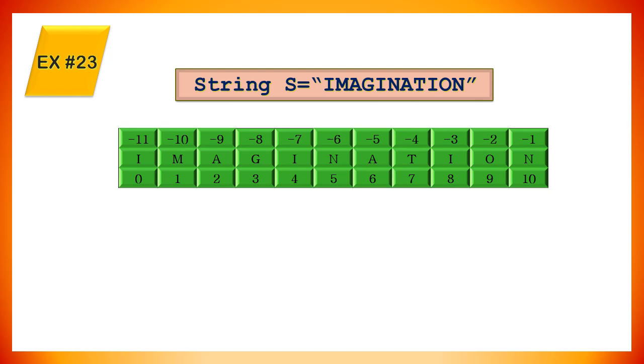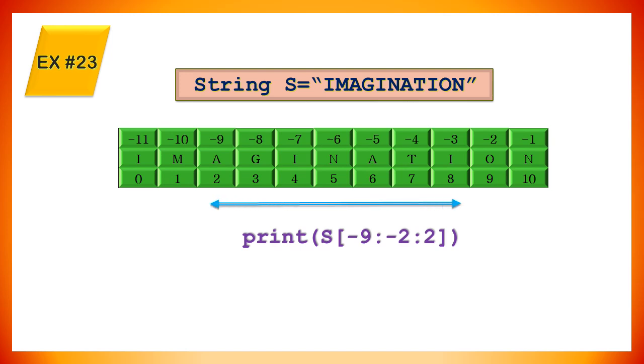Example number 23, S[-9:-2:2]. See, minus 9 is represented as index 2 in forward indexing. Minus 2 is represented as the 9th index in forward indexing. So minus 2 minus 1 is minus 3, and if you consider the forward indexing, 9 minus 1 is index 8. So 2 to 8 is the range of the index selected. Step has been provided as 2. So the 2nd index, 4th index, 6th index and 8th index get selected and the output comes as AIAI.